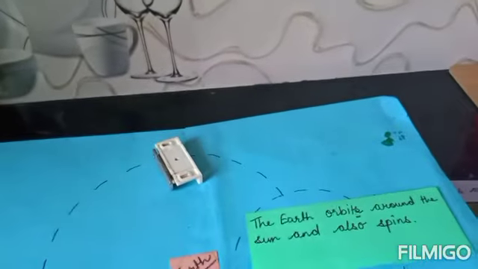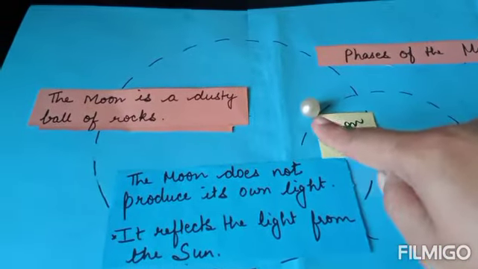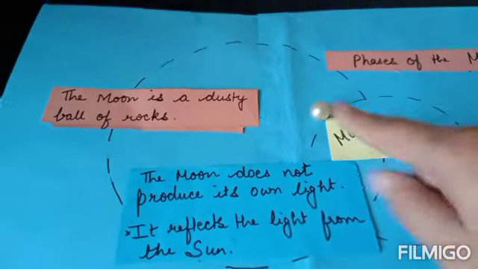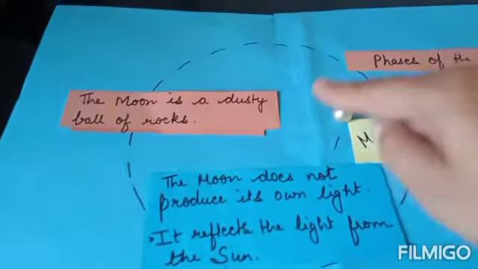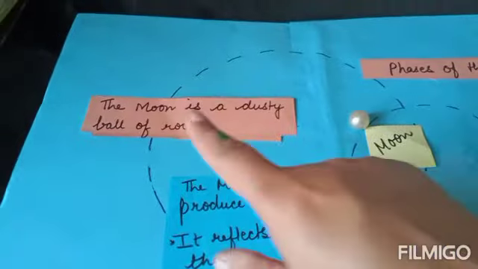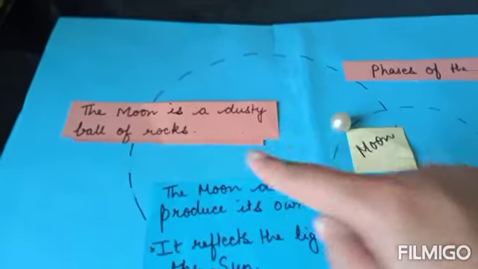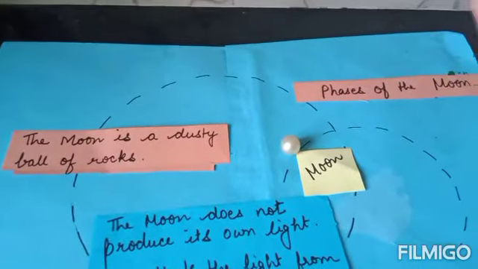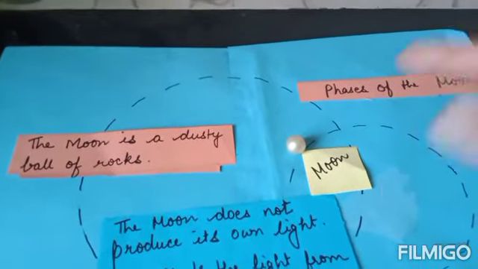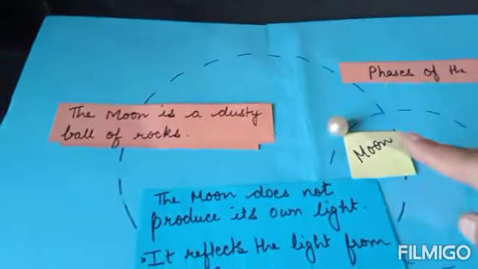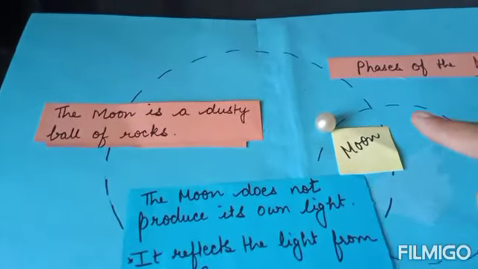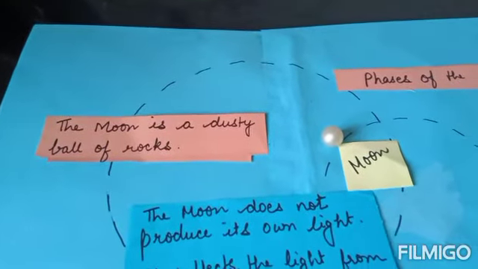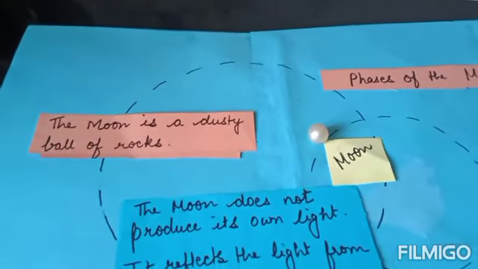So now let's talk about this. That's the moon, and the moon is a spherical body. Again, it's spherical in shape, and it is a dusty ball of rock, made up of dust and rocks. And it does not produce its own light. So the moon does not have its own light.